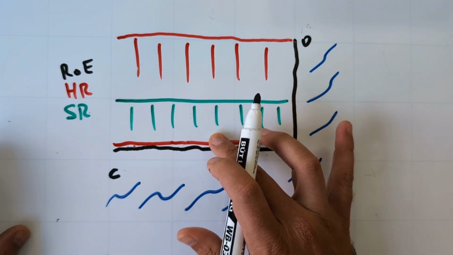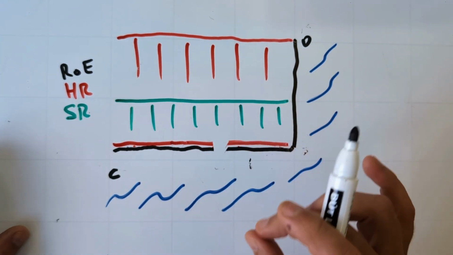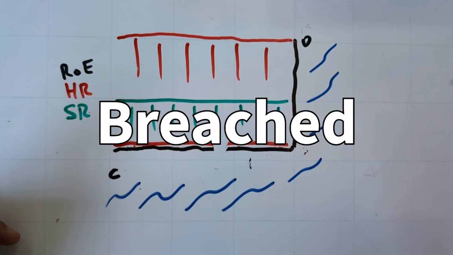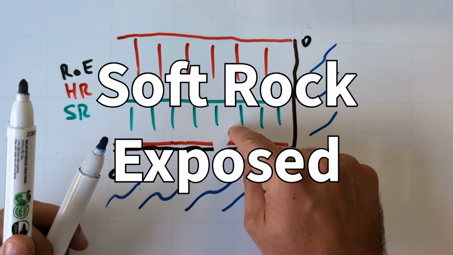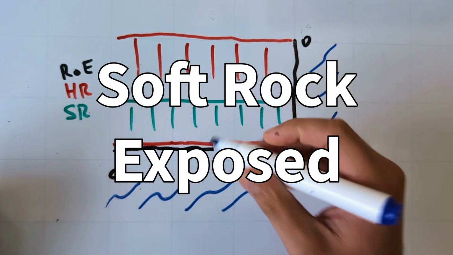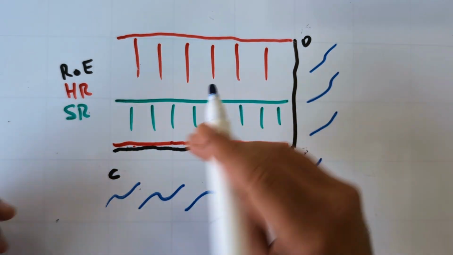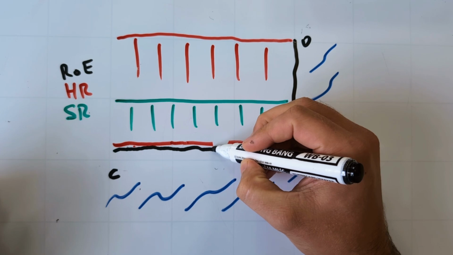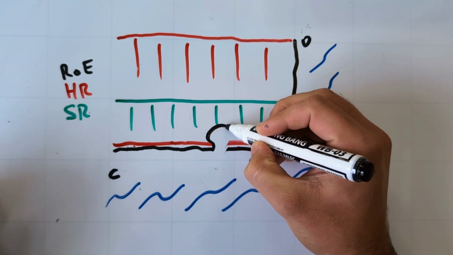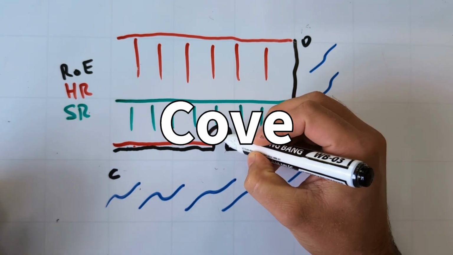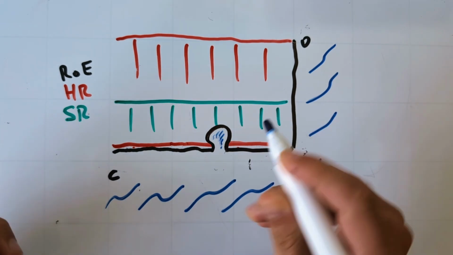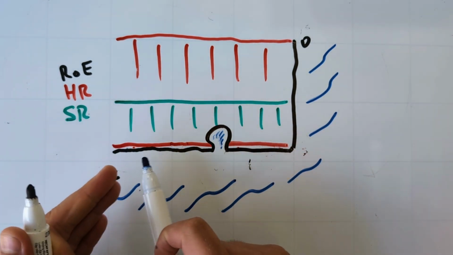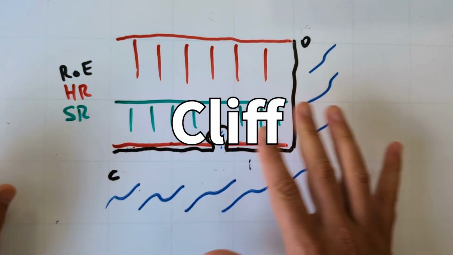And eventually it will be breached. Now, once it's breached, the soft rock is now exposed, okay? So hydraulic action can now take place on soft rock, which will happen much, much faster. So what will happen is a cove will expand outwards, a cove. And what we see here on each side of the cove is going to be a cliff.